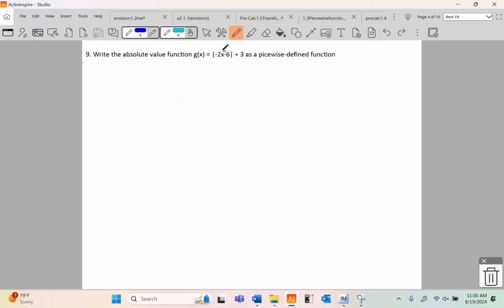So let me pull this negative 2 out of it. Can I do that? I don't know if I should do that or not.